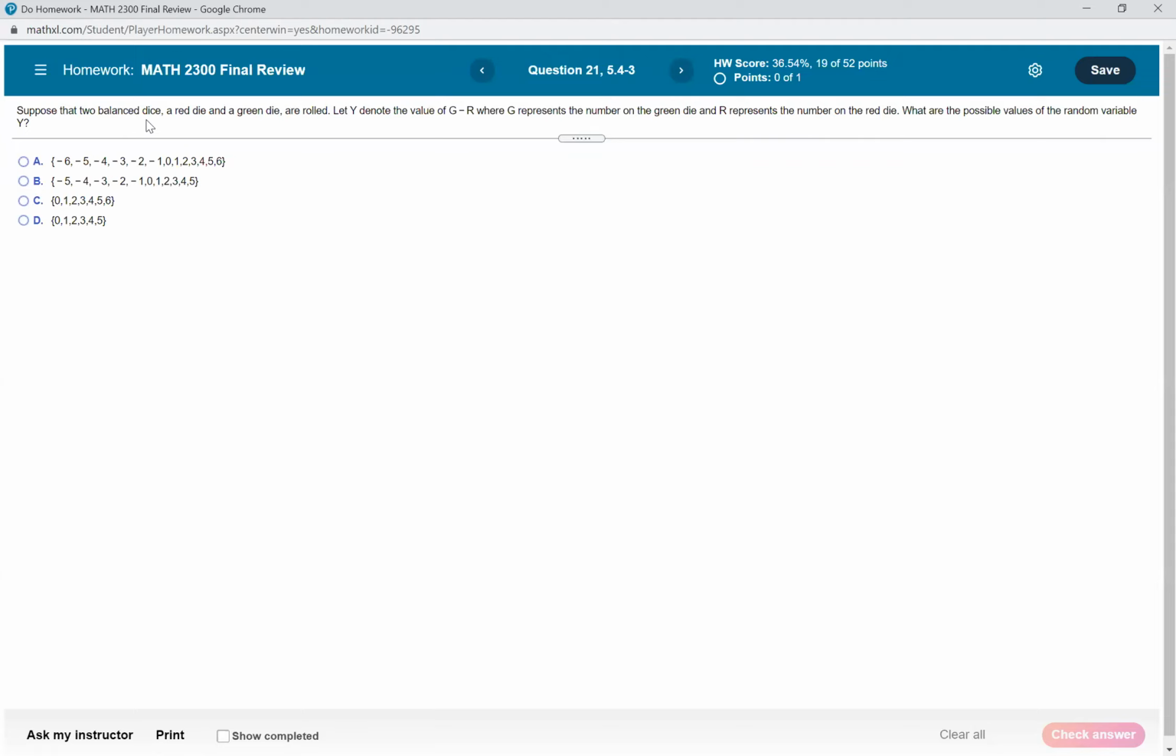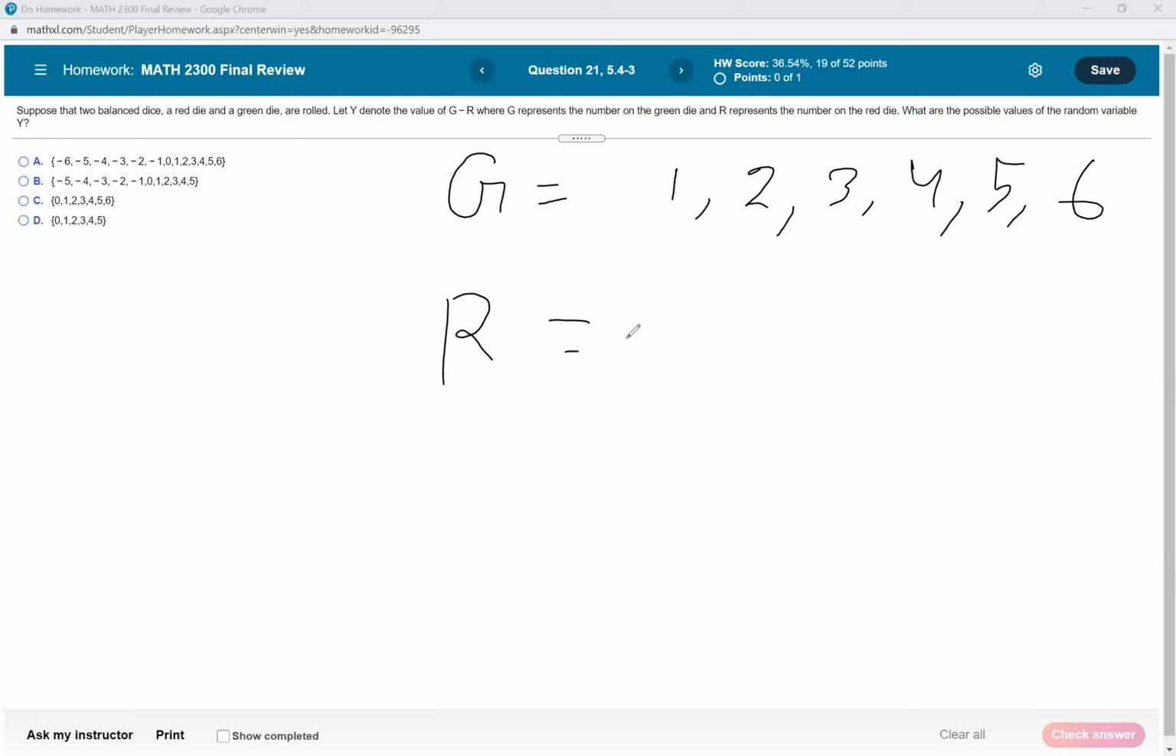Suppose that two balanced dice, a red die and a green die, are rolled, and Y denotes the value of green minus red, where Z represents the number on the green die and R represents the number on the red die. What are the possible values for the random variable Y? For the green die, we can have the numbers 1, 2, 3, 4, 5, 6, and for the red one, we can also have 1, 2, 3, 4, 5, 6.